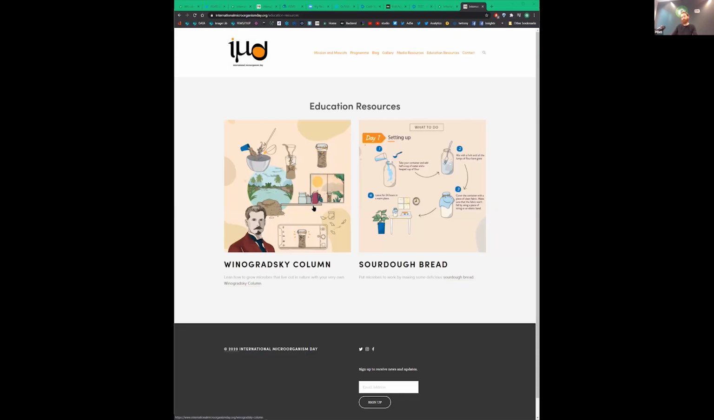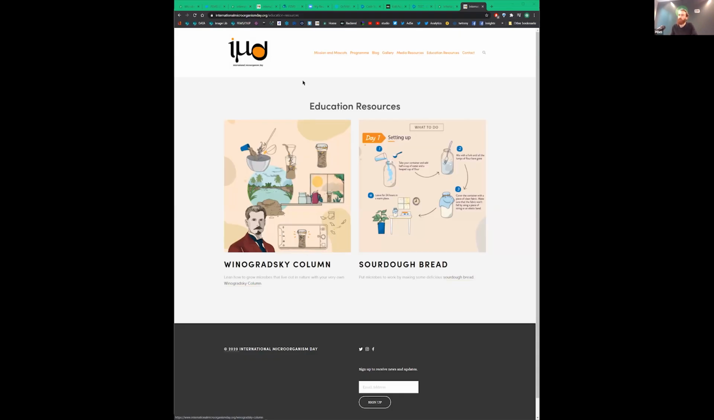Ooh, my mouse seems to have stuck. This is always classic. Of the International Microorganism Day website, because we have some wonderful education resources. So if my computer will allow me, I can prompt us with some lovely illustrations. Absolutely. Yes. Can share this screen. Cool. Okay. Can you see that? Is that visible for you, Michael?